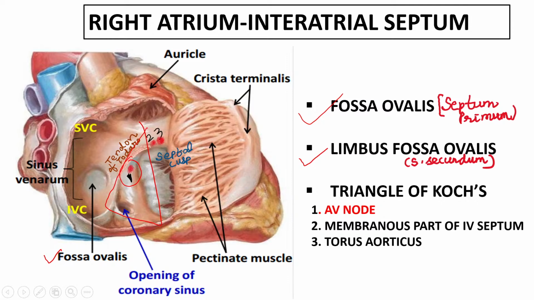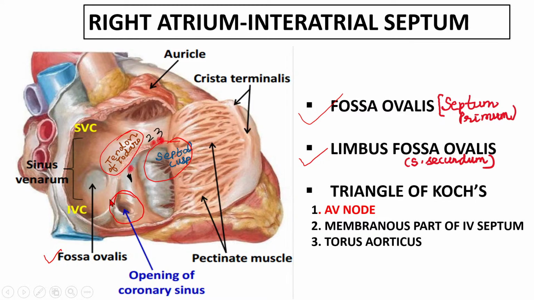The boundaries of the triangle of Koch are, first, this subendocardial thickening which is named the tendon of Todaro. This is the thickening present just in the interatrial septum, and this tendon of Todaro will form the superior boundary of the Koch triangle. The second boundary of Koch's triangle is the coronary sinus, and the third boundary is the cusp of the tricuspid valve, that is, the septal cusp of the tricuspid valve.